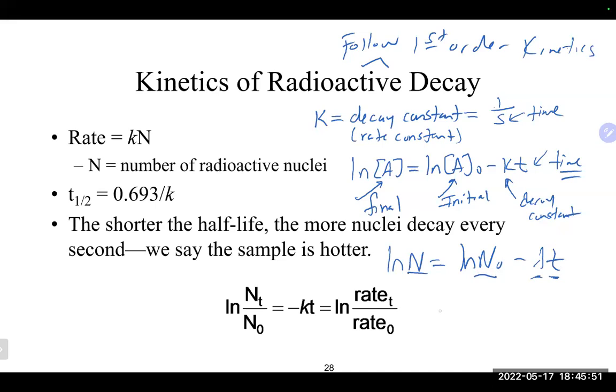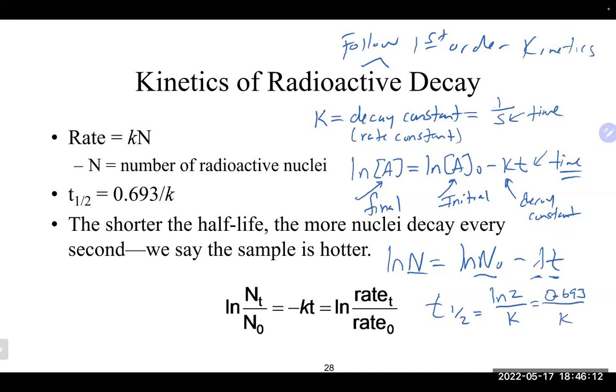There is also a half-life. The half-life is the time it takes for half of whatever you started with basically to go away. And that is the natural log of 2 divided by the decay constant or the rate constant. If you take the natural log of 2 on your calculator, that is 0.693. So that is where that number comes from.